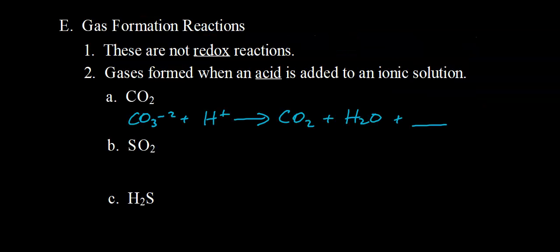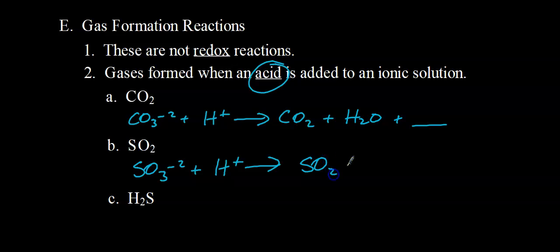Next one is the formation of sulfur dioxide gas. Sulfur dioxide gas forms in the reaction between, again, an acid. So all of these reactions involve an acid with some ionic compound. In this case, the acid reacts with a sulfite, doesn't matter what the cation is, or even a bisulfite. Bisulfite being HSO3 with a -1 charge.